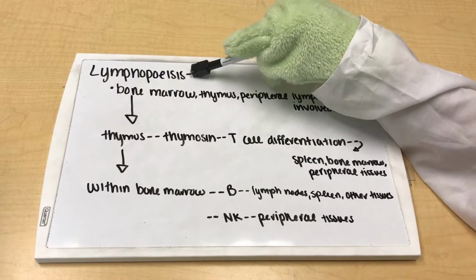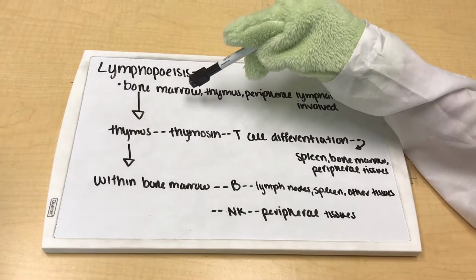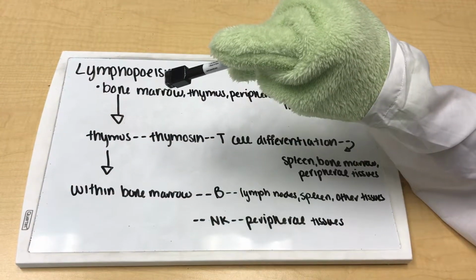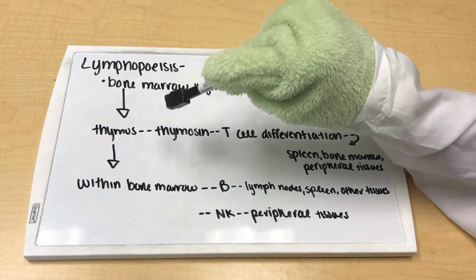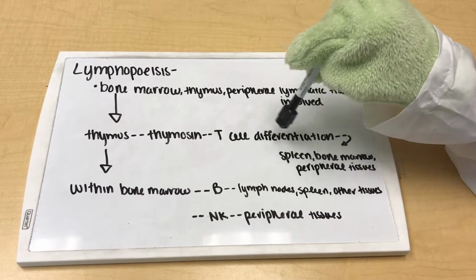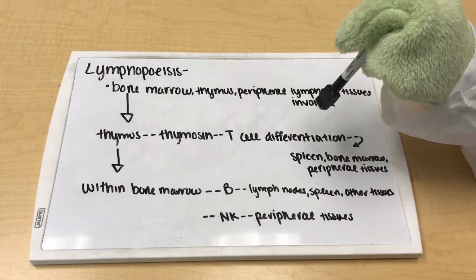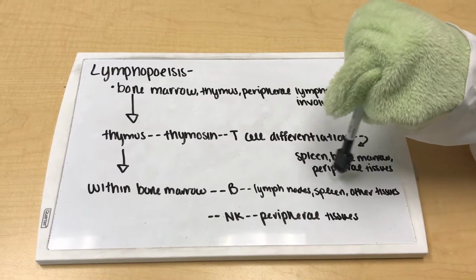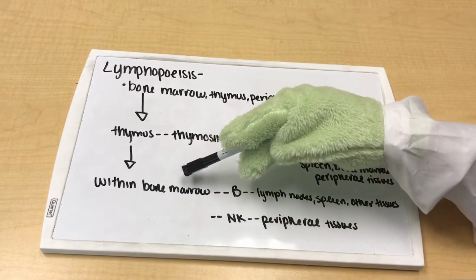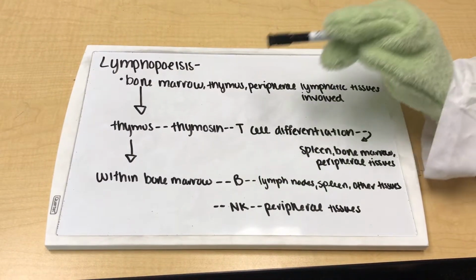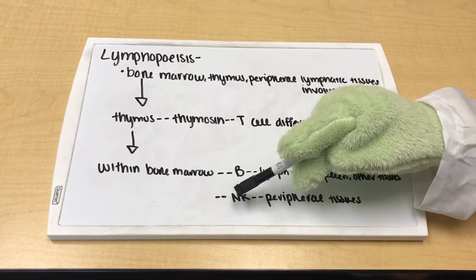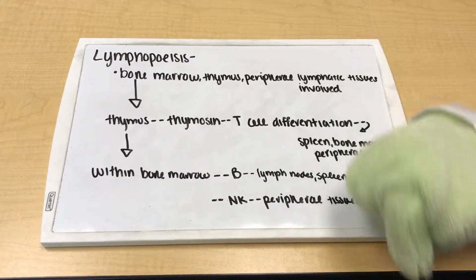Lymphopoiesis is the formation of lymphocytes. Bone marrow, thymus, and peripheral lymphatic tissues are involved. Hemocytoblasts in bone marrow target the thymus. Thymosin is produced. This causes T cell differentiation, which spreads to the spleen, bone marrow, and peripheral tissue. Hemocytoblasts can also take place within the bone marrow. B cells move to the lymph nodes, spleen, and other tissues, while NK cells move to peripheral tissues.